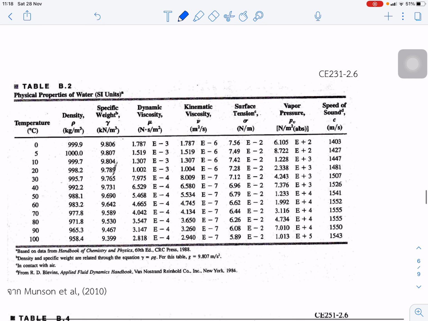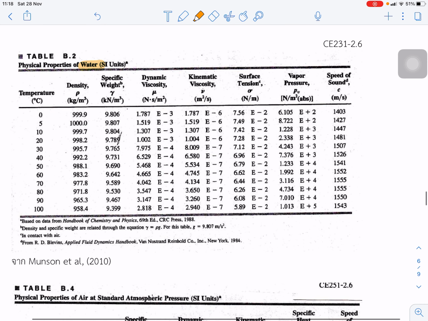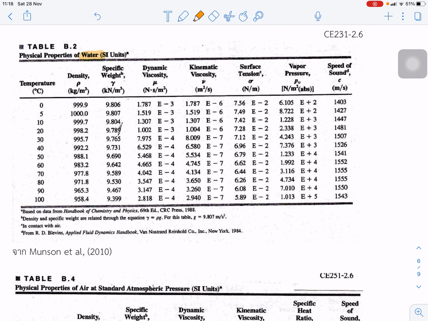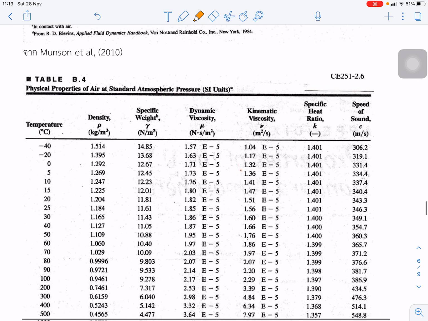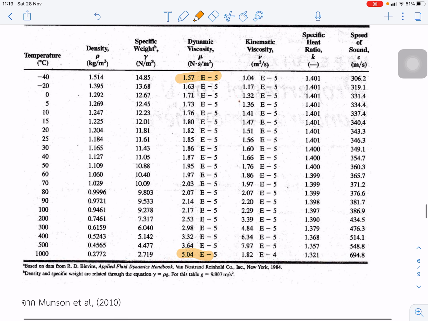And the next table shows the properties of water and air. For water, as we explained, water is a Newtonian fluid, so the viscosity decreases with the temperature. For example, this is 1.7 times 10 to the power of minus 3, but once the temperature increases to 100 degrees C, the viscosity decreases. Okay, and the other property is for air. Air is the opposite. Once the temperature increases, the viscosity increases. That is 1.5 to 5.0 times 10 to the power of minus 5 for the air.